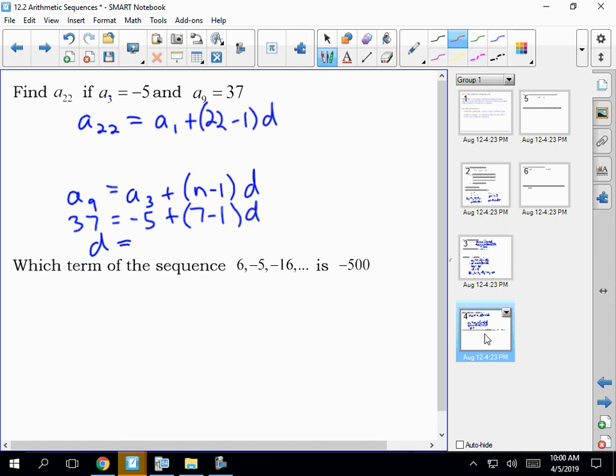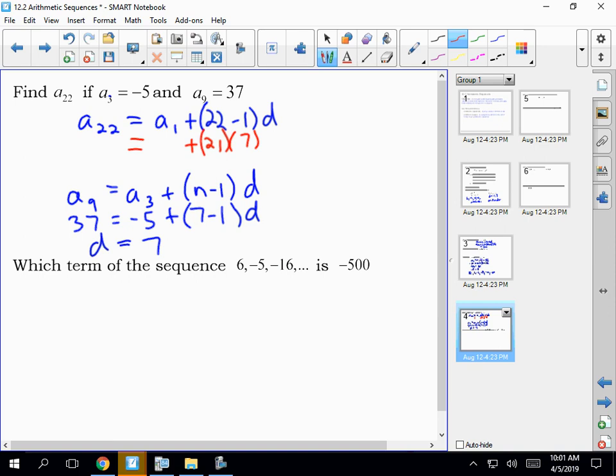Back up here. What'd you get? It is 7. Yes, 7 works. So d equals 7. Okay, so now that we know d, I think we've got what we need here. This becomes 21 times 7. So 22 minus 1 is 21 times 7.